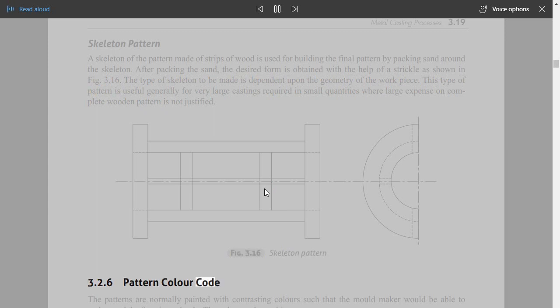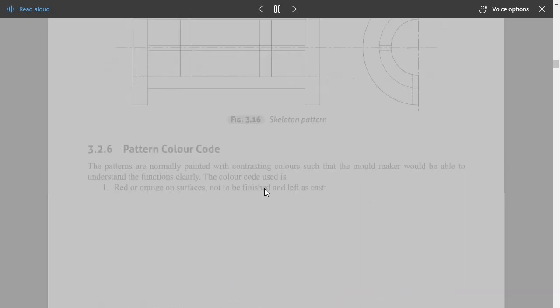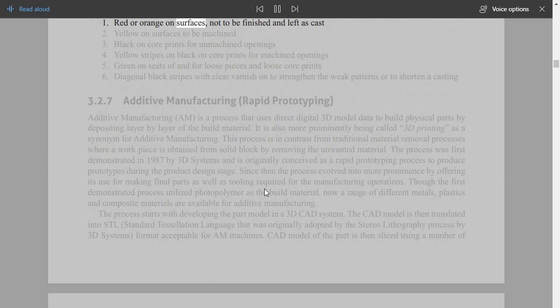3.2.6 Pattern color code. The patterns are normally painted with contrasting colors such that the mold maker would be able to understand the functions clearly. The color code used is: 1. Red or orange on surfaces not to be finished and left as cast. 2. Yellow on surfaces to be machined. 3. Black on core prints for unmachined openings. 4. Yellow stripes on black on core prints for machined openings. 5. Green on seats of and for loose pieces and loose core prints. 6. Diagonal black stripes with clear.